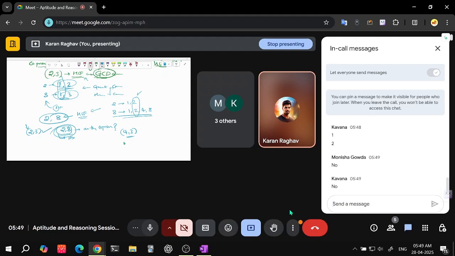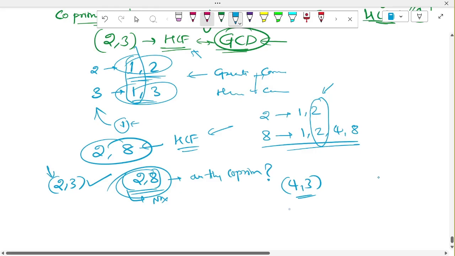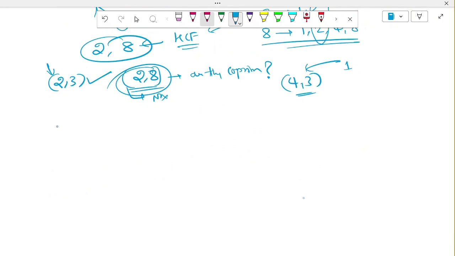Can I say 4 and 3 are co-prime numbers? Yes, because the HCF of these two numbers is 1. Now you will understand the application of this. Let's imagine that you want to find the divisibility rule for 6. You can check with two such numbers whose HCF is equal to 1.